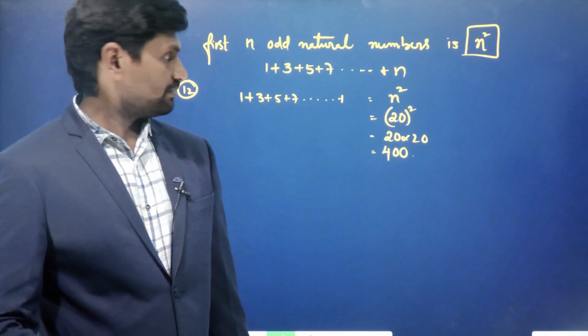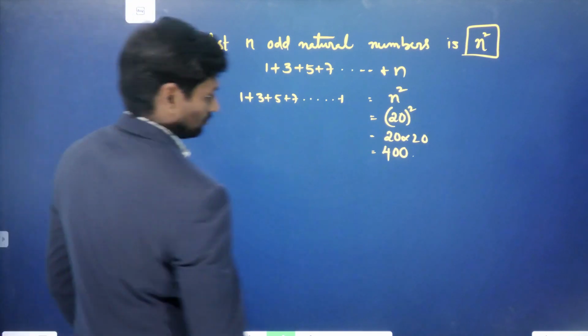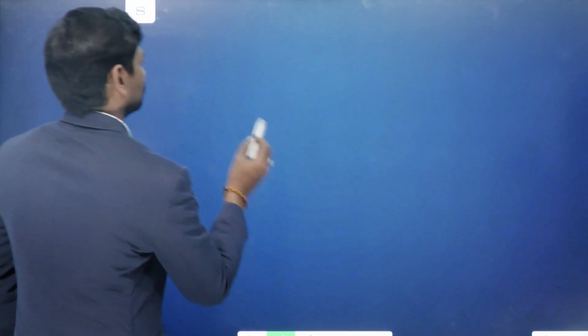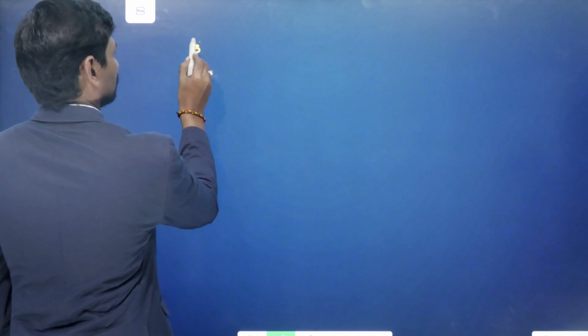Let us go to the 13th problem. See this problem. If the interior angles of an octagon, octa means 8, an 8-sided closed figure is called an octagon. So they are in AP, arithmetic progression it seems. What are the interior angles of an octagon?